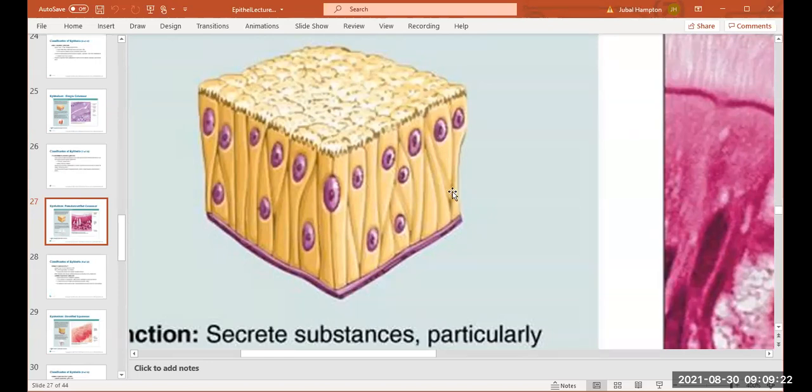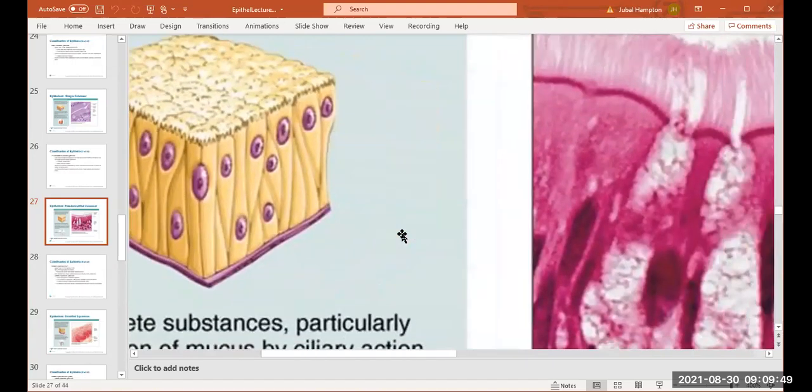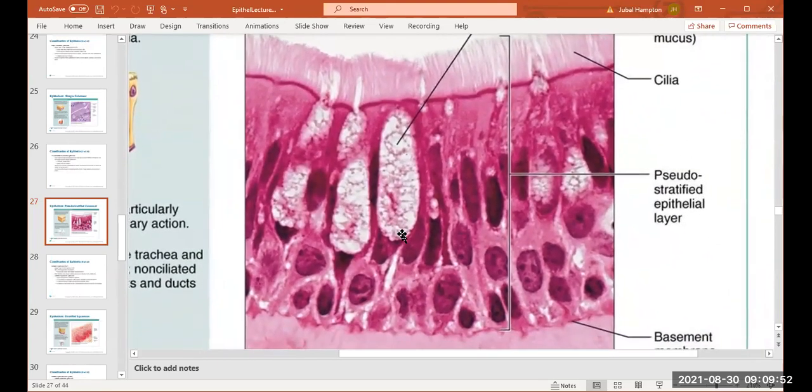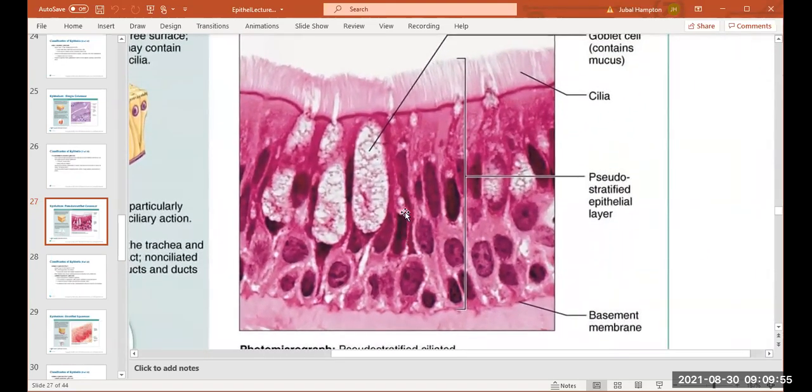It does make contact. Now, the nuclei can be just about everywhere, and that kind of gives us the illusion that there are strata. And so after they did studies, they said, well, it's not really stratified at all. It's actually a simple layer. So we'll just call it pseudostratified because it's falsely stratified in its appearance that we see here. On the photomicrograph, H&E stain again, we see the presence of goblet cells producing their mucus. And here we see cilia.